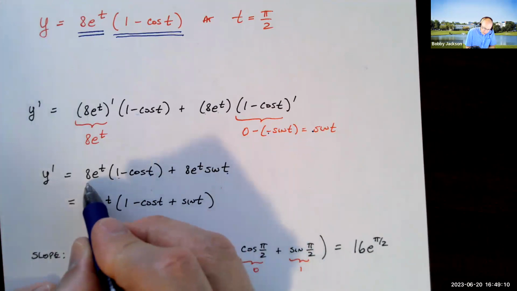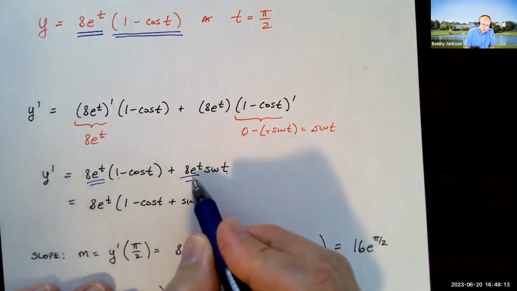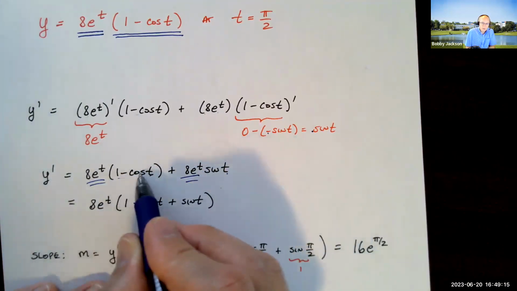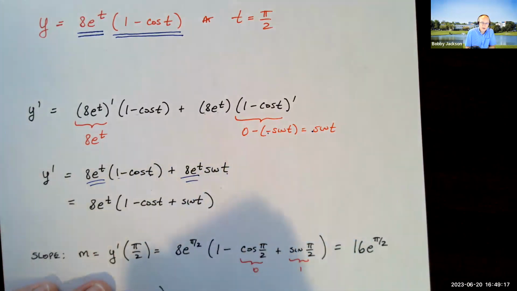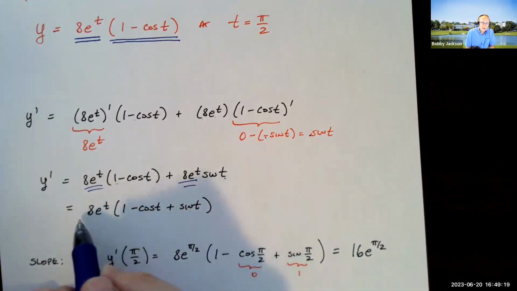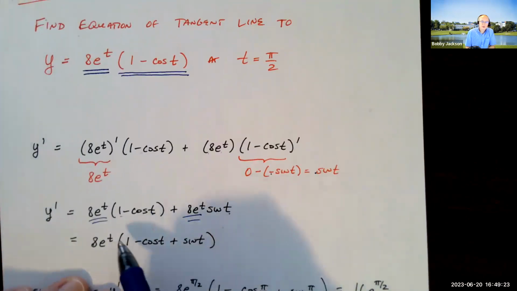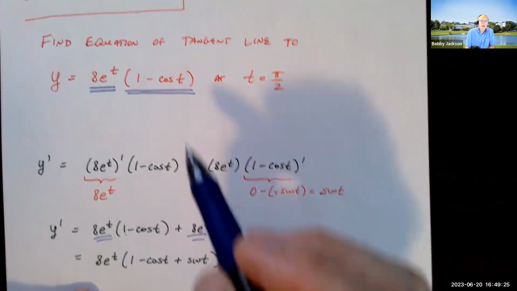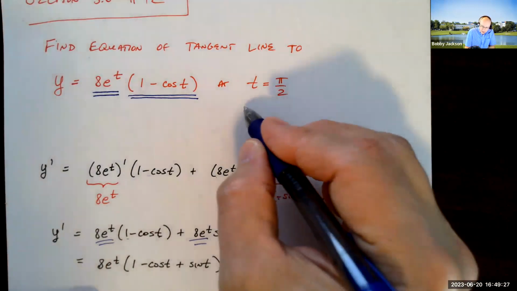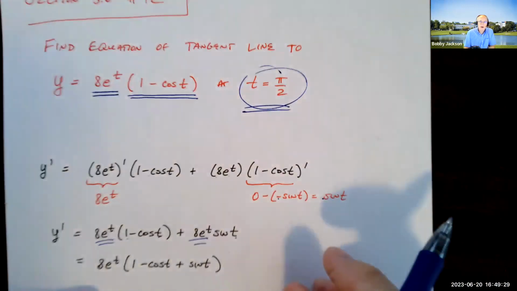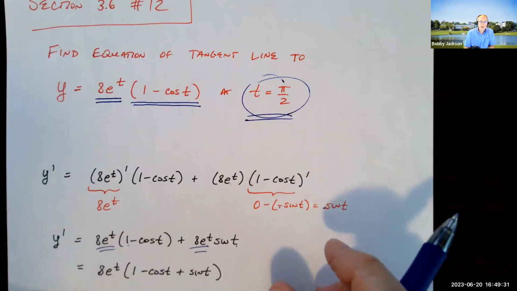So I've got 8e to the t times 1 minus cosine t, plus 8e to the t times sine of t. Now I have a common factor of 8e to the t, so I can pull that out, leaving 1 minus cosine t plus the sine of t. Factor that out, and there's your derivative. I'm interested, though, not just in the derivative, but in its value when t is pi over 2, because that's where I'm finding the equation of the tangent line.